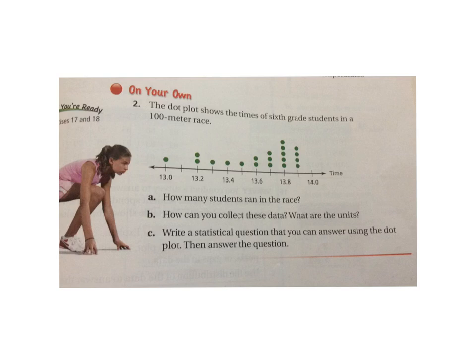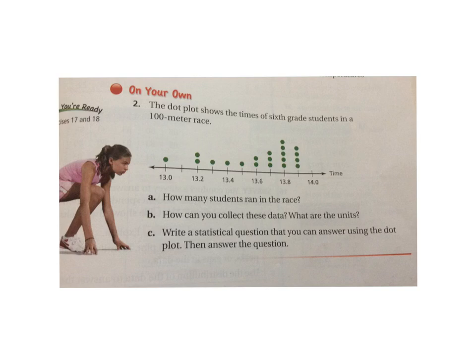This example says, the dot plot shows the times of 6th grade students in a 100-meter race. Question A asks, how many students ran in the race? I'm going to give you a minute to think about that, and then I will tell you. I counted 20 students who ran in the race. I just counted the dots.